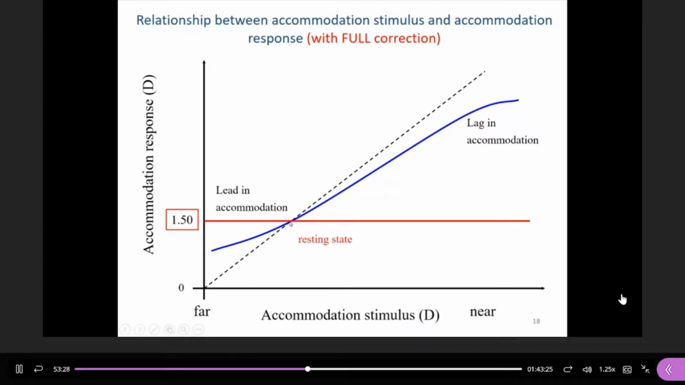And this is the intersection between the ideal situation and also the experimental condition. People find that the intersection between these two lines is usually at around 1 to 1.5 diopters of accommodation. So at this position, you can see that the stimulus and the response are in a 1-to-1 ratio.